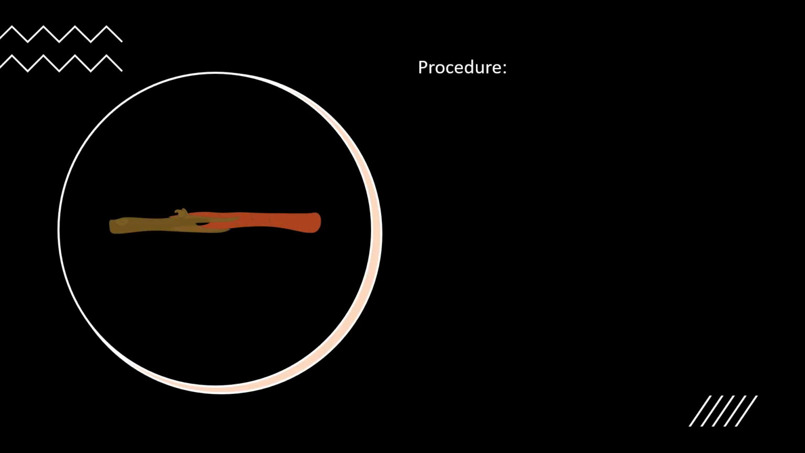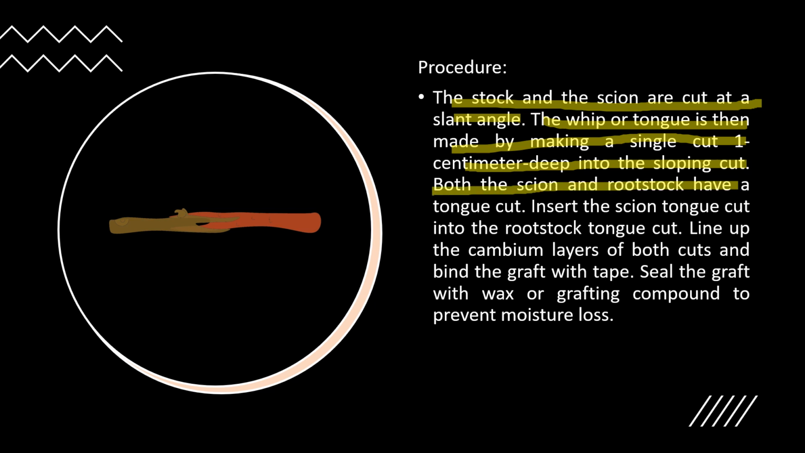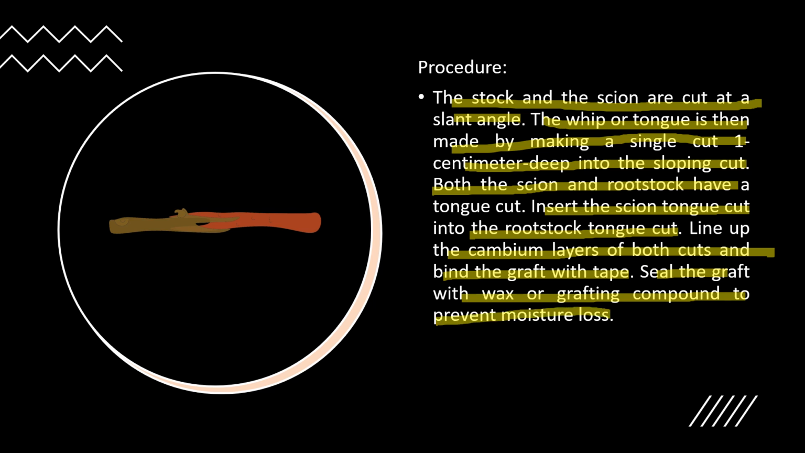So how to do a whip and tongue grafting? The stock and the scion are cut at a slant angle. The whip or tongue is then made by making a single cut 1 centimeter deep into the sloping cut. Both the scion and the rootstock have a tongue cut. Insert the scion tongue cut into the rootstock tongue cut. Line up the cambium layers of both cuts and bind the graft with tape. Seal the graft with wax or grafting compound to prevent moisture loss.